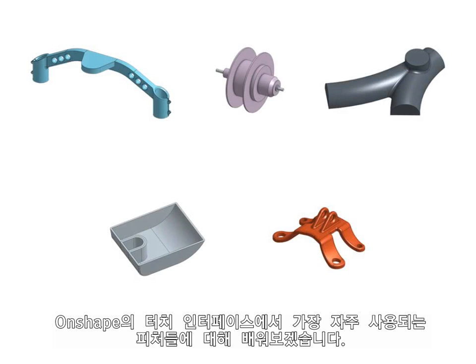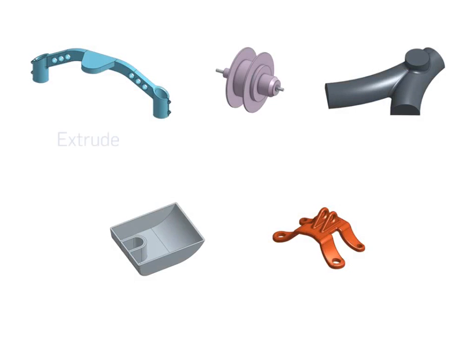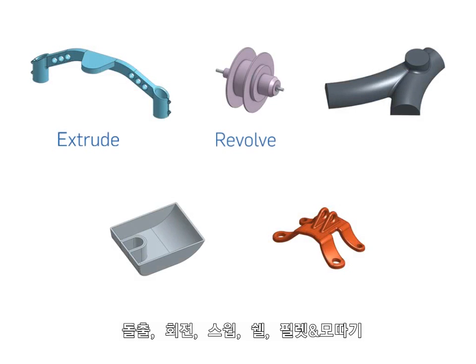Let's take a few minutes to go over some of the most commonly used features in Onshape using its touch interface: the extrude, revolve, sweep, shell, and fillets and chamfers.